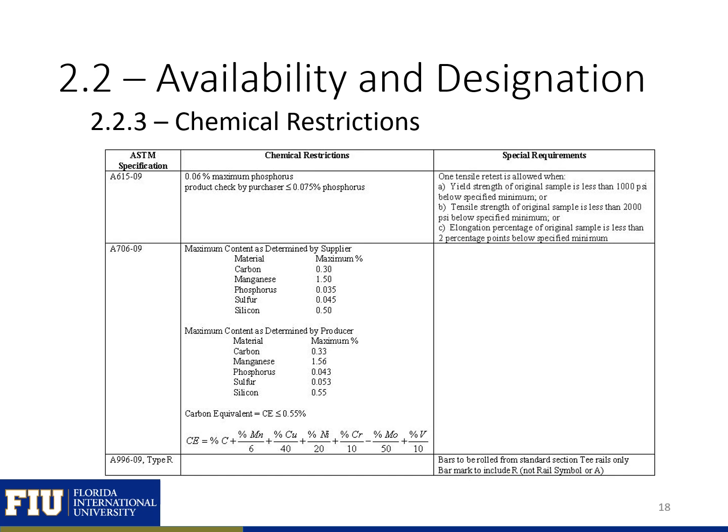Different types of reinforcing steel can also have special chemical restrictions and/or special requirements. Here are chemical restrictions and special requirements for ASTM A615, A706 low carbon steel, and A996 steels.